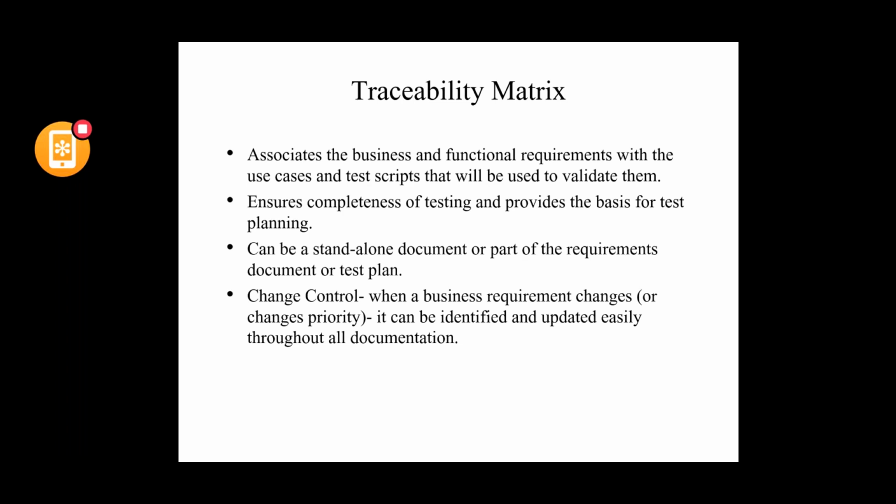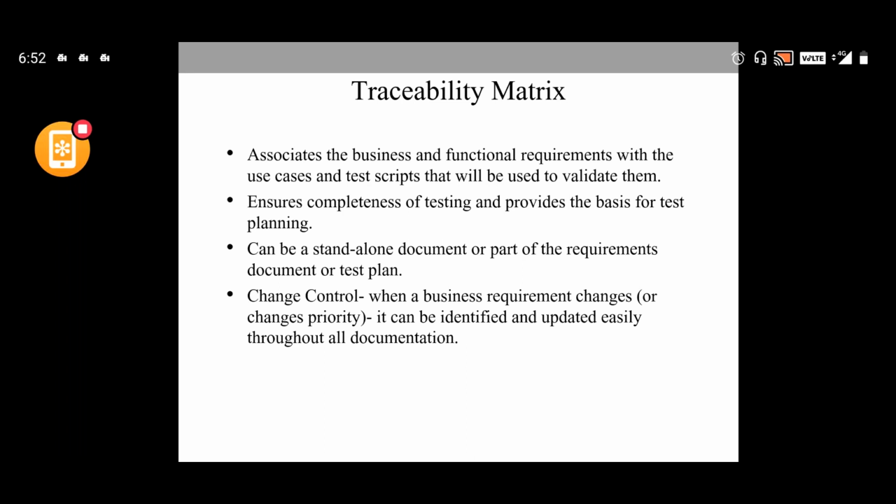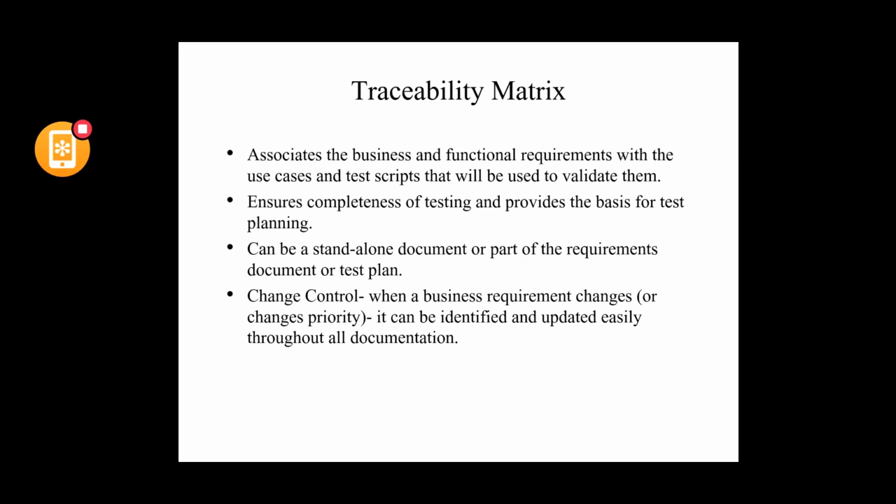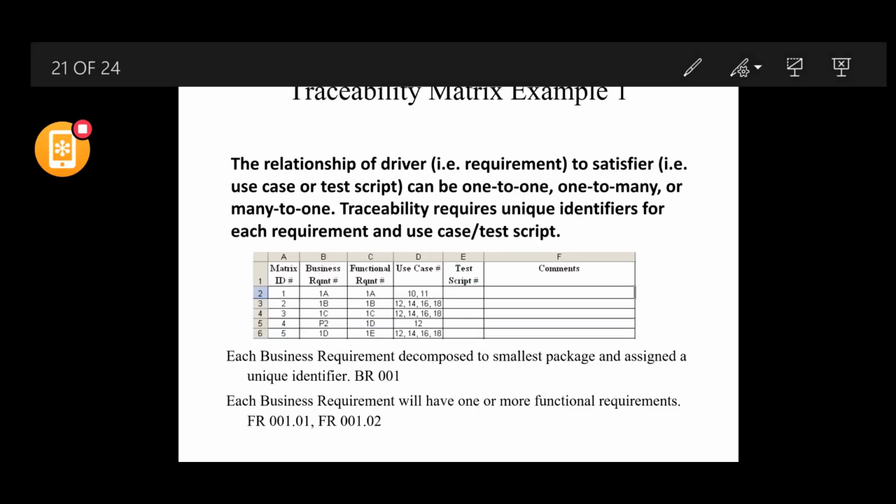Change control: when a business requirement changes or changes its priority, it can be identified and updated easily throughout all the documentation. This is a very important aspect. When a business requirement changes or changes its priority, it can be identified and updated throughout all the documentation by having a traceability matrix. If you have a traceability matrix, it is easy to link up these things.